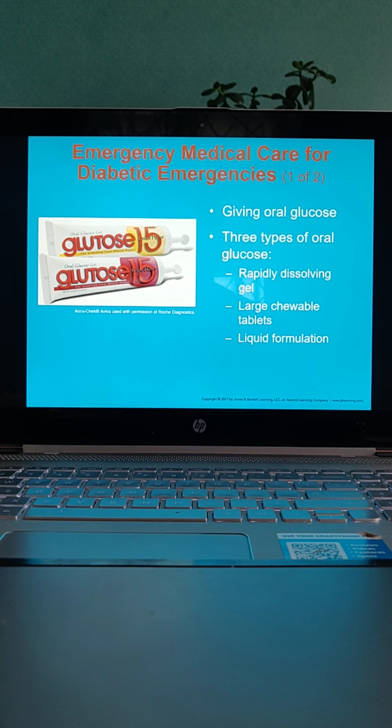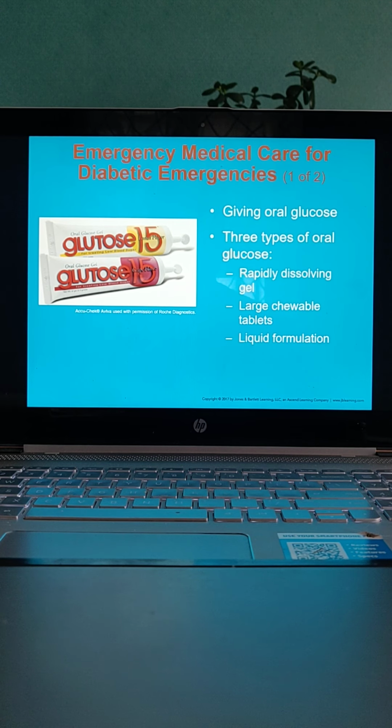Emergency medical care for diabetic emergencies, 1 of 2. Giving oral glucose, that's what it looks like right there. Okay? It's a 15-gram tube, and you're going to give it to them all. Not all at once, but over a period of a couple of minutes. Okay, it's rapid dissolving gel, or large chewable tablets, or liquid formulation.